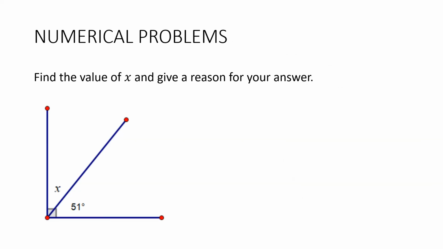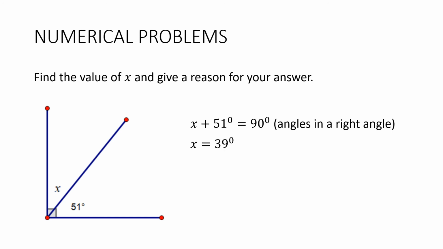Here's our first example. Find the value of x and give a reason for your answer. So have a look at the diagram there. What sort of angles do we have? We've got complementary angles, don't we? They add up to 90 degrees. So our first statement is going to be x plus 51 is equal to 90. And there's our reason in brackets, angles in a right angle. Now all we've got to do is subtract the 51 from the 90, and so x will equal 39 degrees.